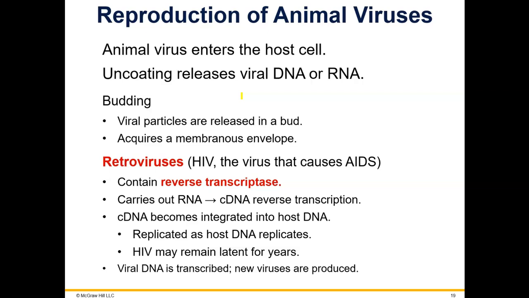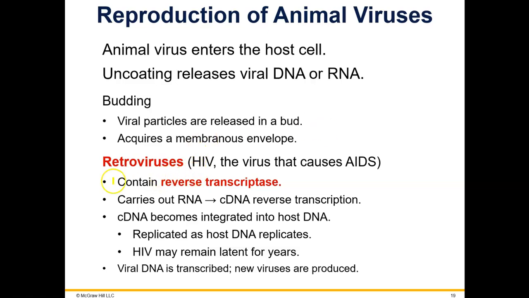When the animal virus enters the host cell, a lot of times by endocytosis, it will then undergo a step called uncoating, and the outside portion of it will be released, and the DNA or RNA will be released from the outside covering. Now, sometimes budding occurs, and that is when the viral particles are released in a bud, and that bud is going to have an envelope outside of it formed from the plasma membrane of the host cell.